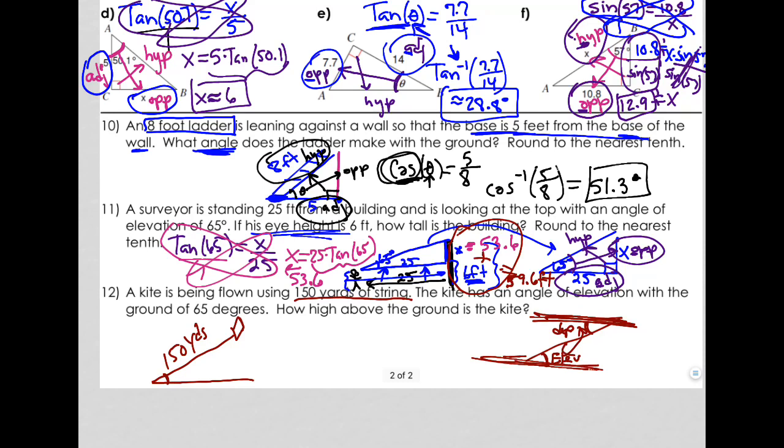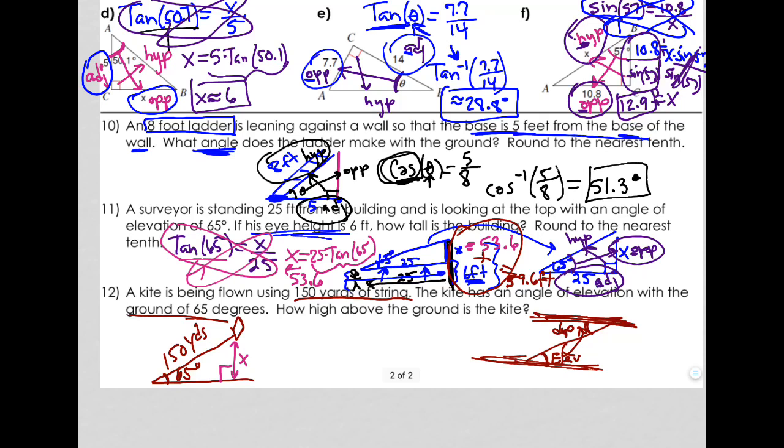Alright, so we have 150 yards as our string. Going back to the problem over here on the left. The kite has an elevation, oh, I didn't put my 65 degrees. Hold on, 65 degrees with the ground. That's where we were. And then we want to know how high the kite is in the air. So basically we want to know the height. So this is our x. So hopefully you see the right triangle has been formed.